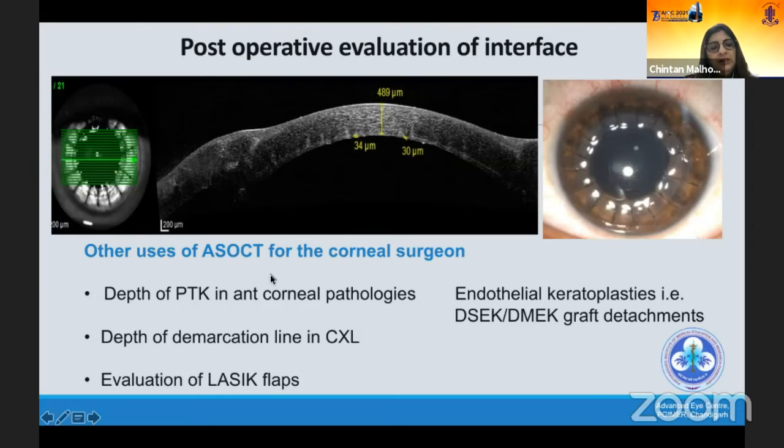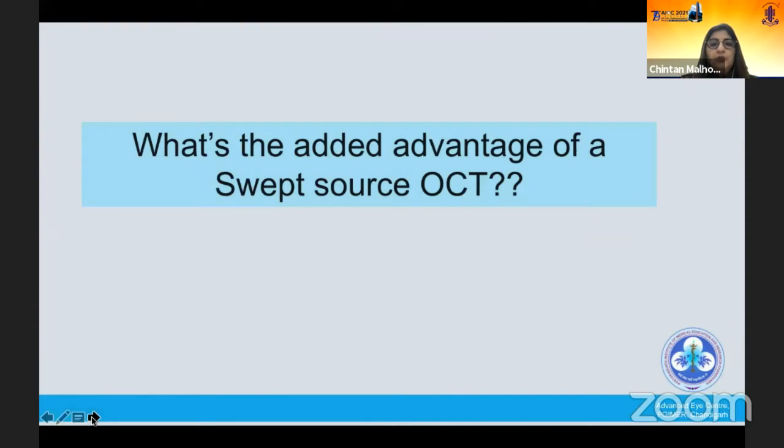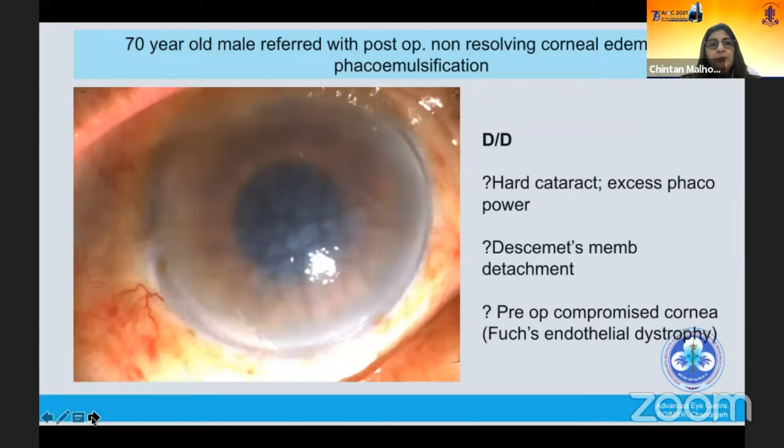Apart from this, the indications for ASOCT are innumerable: to determine the depth of PTK, the demarcation line, evaluation of LASIK flaps, and of course endothelial keratoplasties, which in itself is a separate topic, to see the attachment or detachment of the graft. So coming to the swept source OCT in particular, what's the added advantage of a swept source OCT? This is a beautiful example.